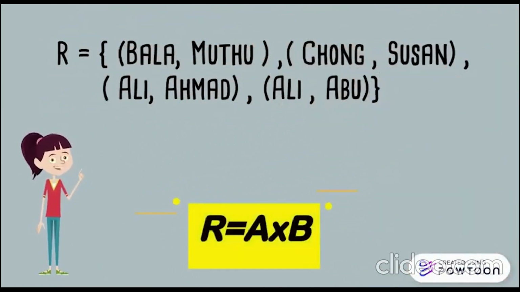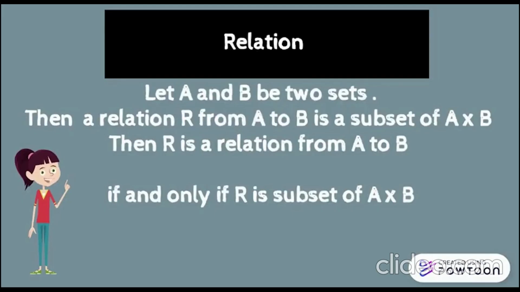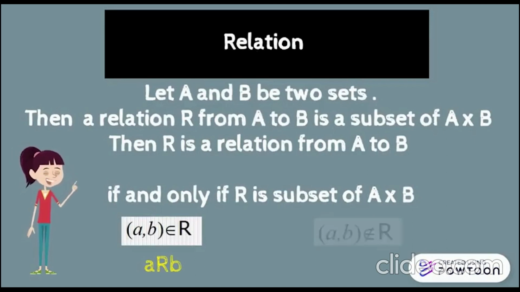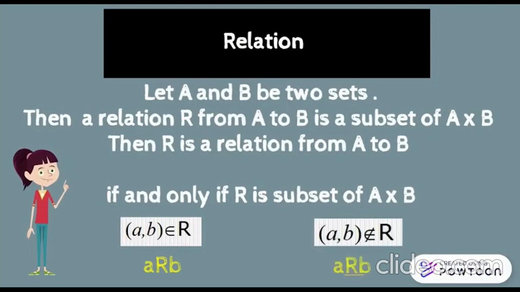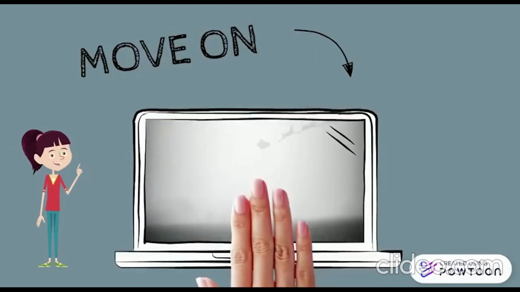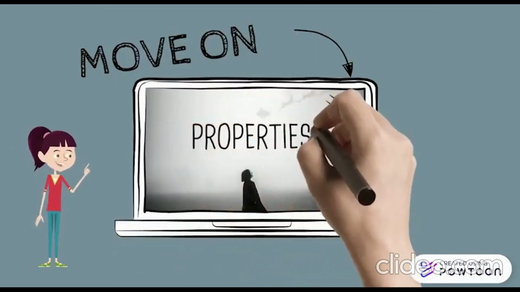From here we can conclude that the relation is as follows. If (a, b) belongs to R, then a is related to b by R. And if (a, b) does not belong to R, then a and b are not related. From here, we can define relation as a connecting tool of one object to another, just how we identify the relation of a person to another in our daily life. Now, let's move on to properties of relations.